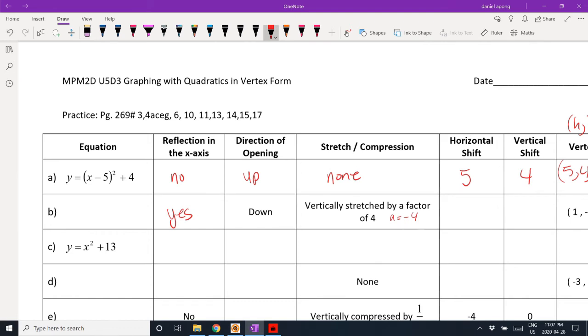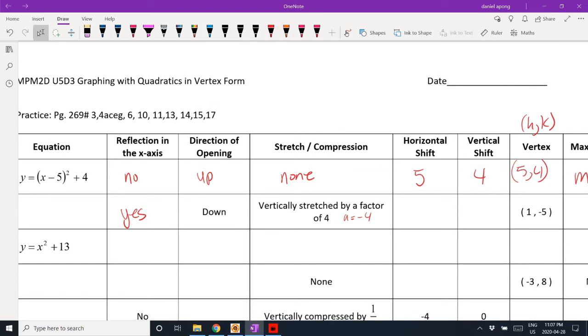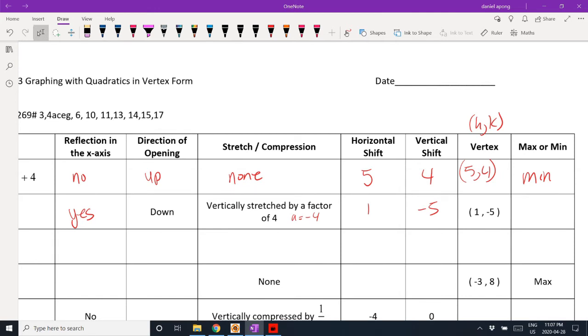Okay. And then what does it say here? It gives us the vertex. So we know our H value is going to be 1. And our K value is negative 5. So this is 1 and this is negative 5. And because we know it's opening downwards, that's going to be a maximum.